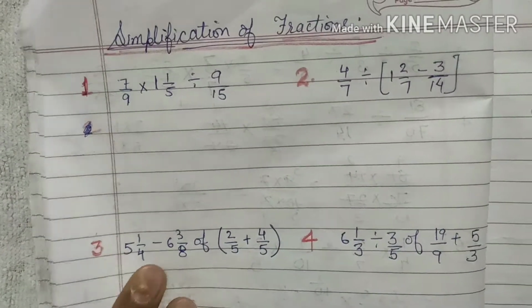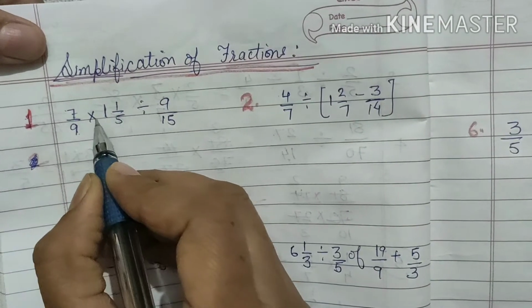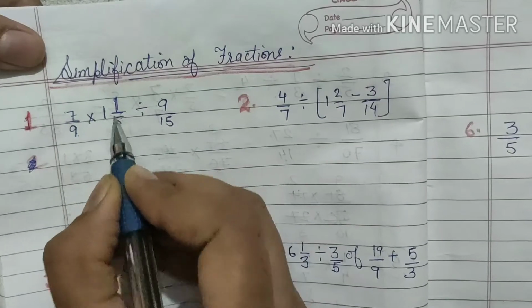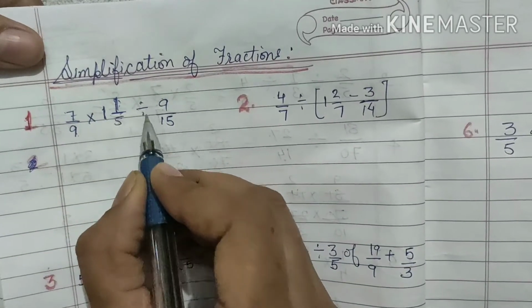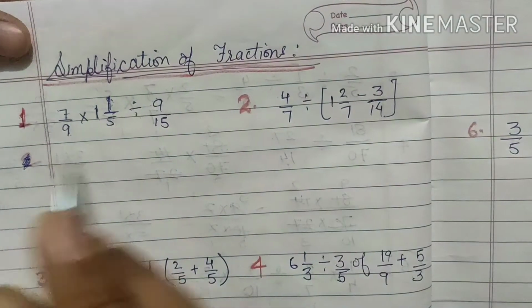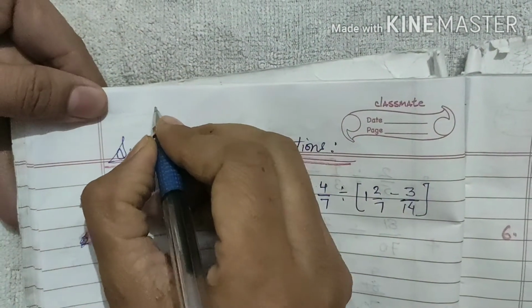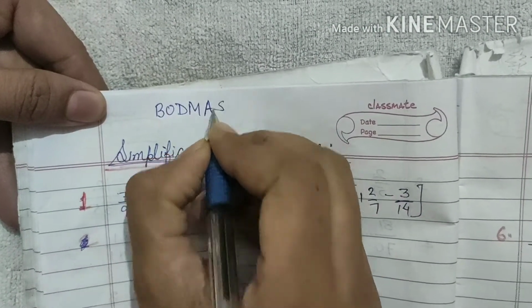Okay, let us start our first question, which is 7 by 9 multiplied by, this is a mixed fraction, 1 and 1 by 5, 1 whole part and 1 by 5th, and we have to divide it by 9 by 15. First of all, here we have to use BODMAS. All of you know what is BODMAS.